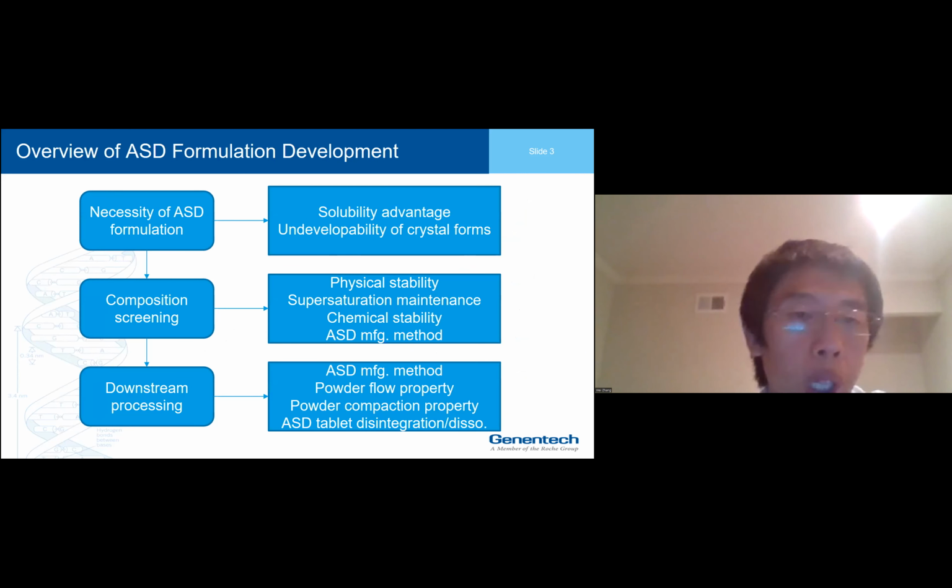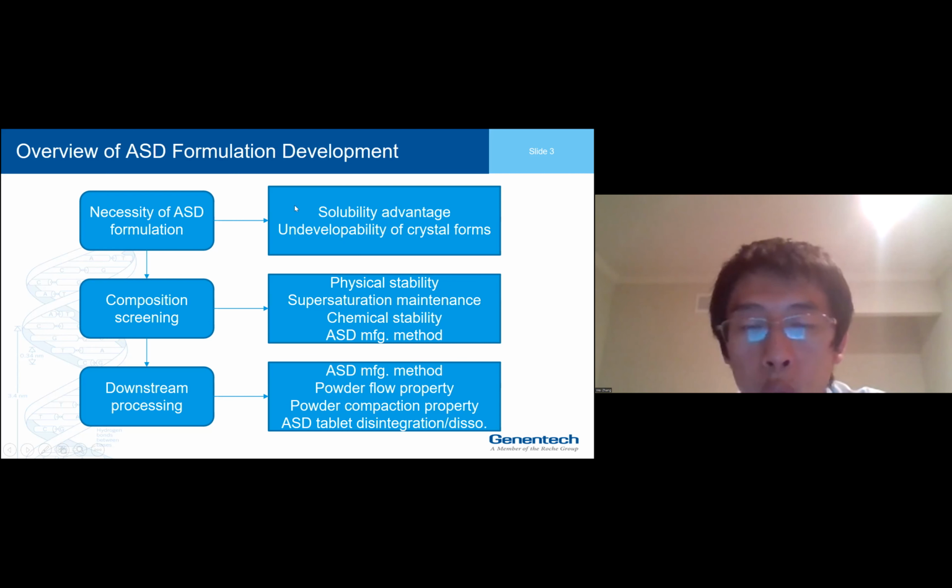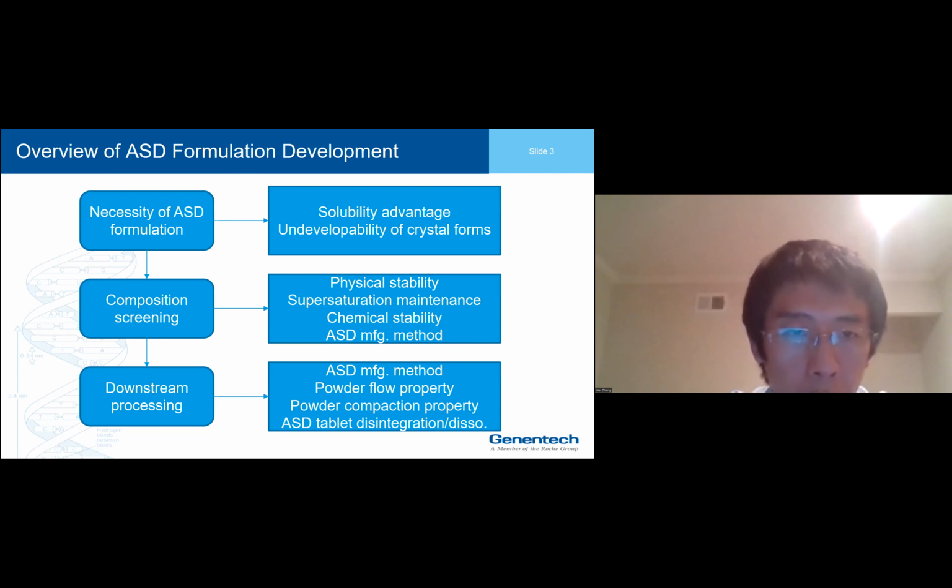So for us, when we develop an amorphous solid dispersion formulation, we have a decision tree here. So first of all, because of the crystallization risk, we need to carefully evaluate whether it's necessary to develop amorphous solid dispersion formulation. Usually, the primary driving force is that we want to increase solubility of a pharmaceutical molecule. Another driving force is sometimes crystalline form of some drugs cannot be developed. Then in this case, we need to consider amorphous form.